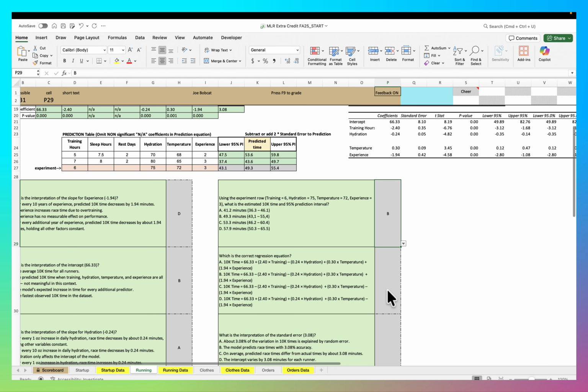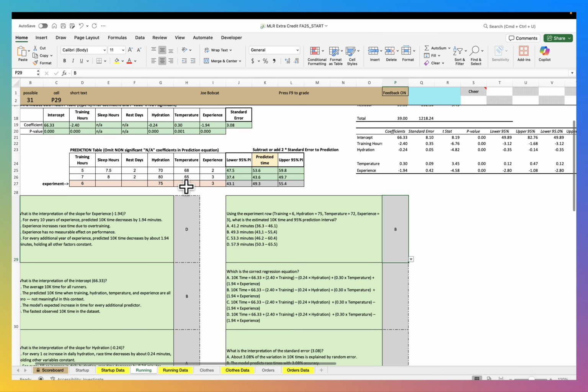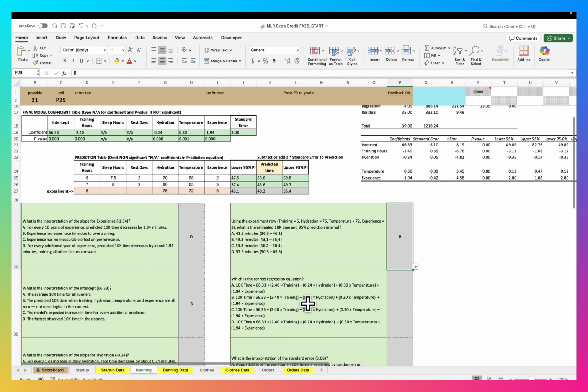And what's the correct regression equation? Okay, so that's going to be one that does not include sleep or rest. But none of them do, so it doesn't help us eliminate. So what we're going to be looking for is which ones get the sign right or wrong. So all the signs are negative except for temperature, which is positive. So this first one can't be true because notice that's positive on training. This one would work. So these two would work for training because they're both negative. So that limits us to B and C.